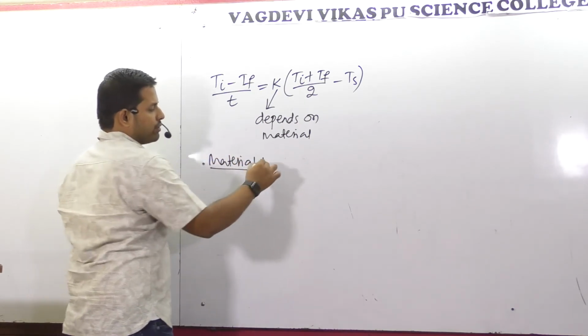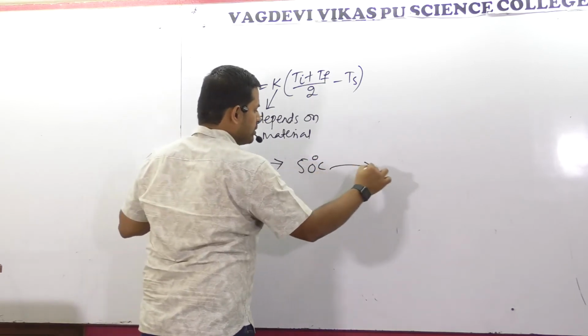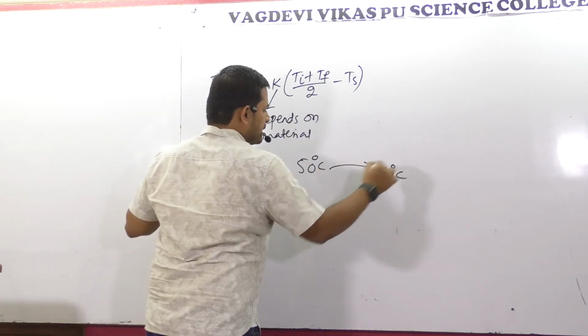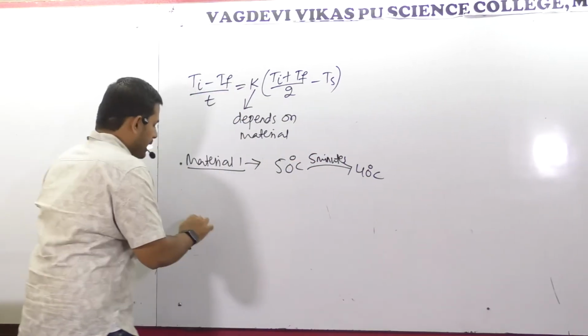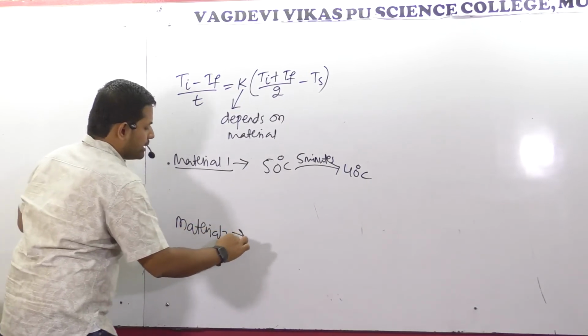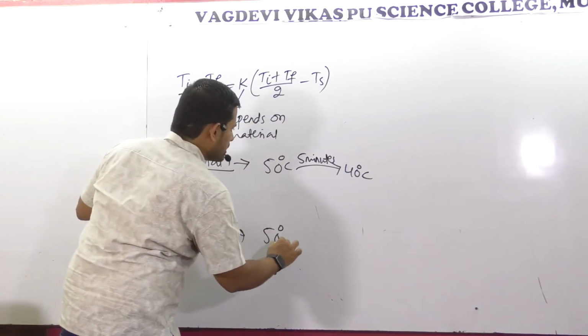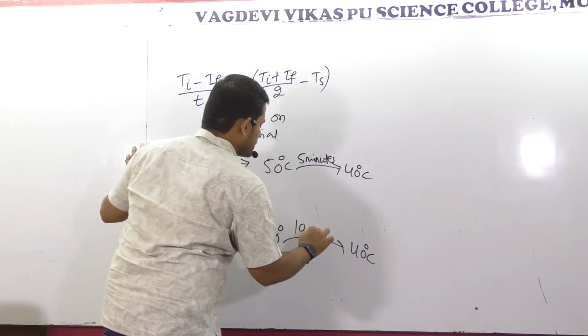Okay? Now, for example, I have material 1. Here the temperature is changing from 50 degrees Celsius to 40 degrees Celsius in 5 minutes. Okay, I have one more material, material 2. Here the temperature changes from 50 degrees Celsius to 40 degrees Celsius in 10 minutes.